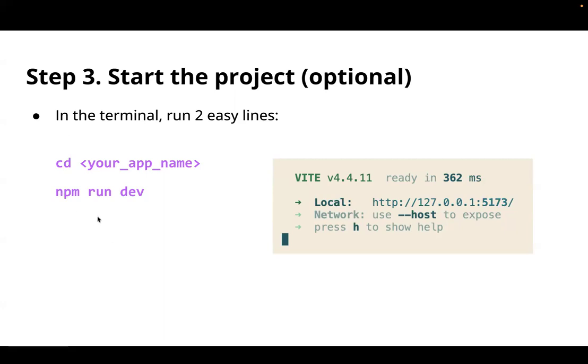The first line is cd space your app name that you selected for your project. So cd is short for change directory. It basically means that you are switching your current working directory to the folder that you specify, your app name or your project name. And the second command would just be npm run dev. So don't worry about what it does, the underlying mechanism or things like that. Basically, it just starts your app and keeps it running.